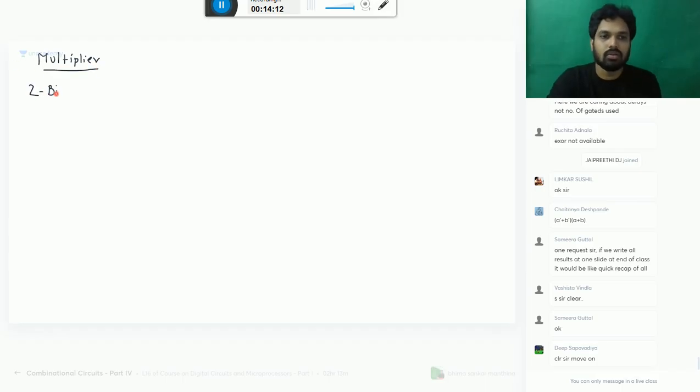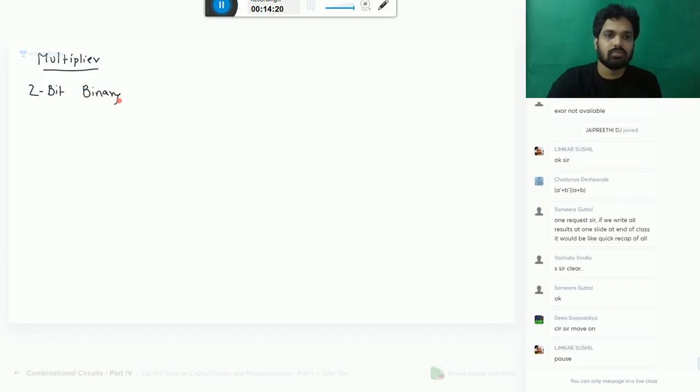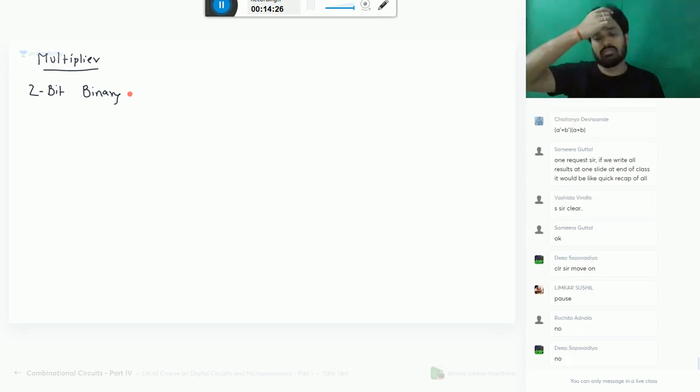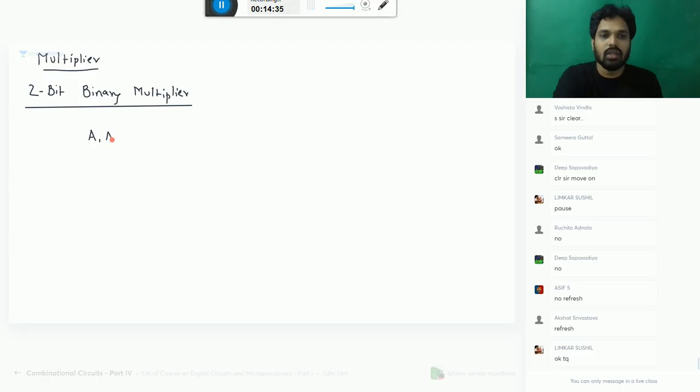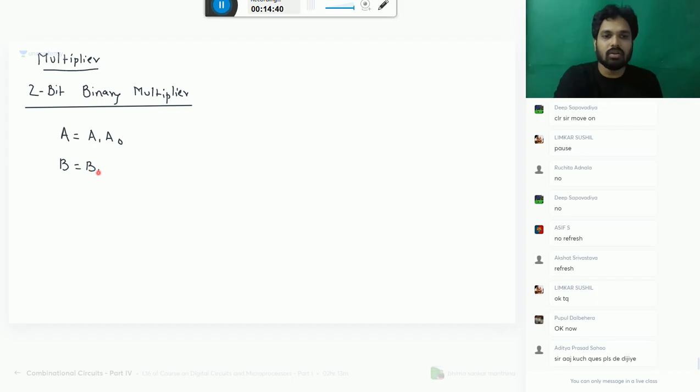2-bit binary multiplier. First, you should remember how to make multiplication. A is a 2-bit number, A1, A0. B is another 2-bit number, B1, B0. I want to multiply A into B.